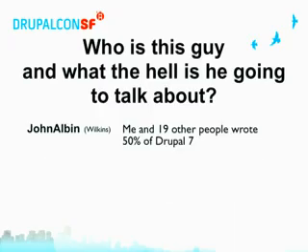So, a little bit about me. I'm John Albin. My last name is actually Wilkins. Albin is my middle name, but it doesn't matter. And apparently I just discovered earlier today that me and 19 other people wrote 50% of Drupal 7.